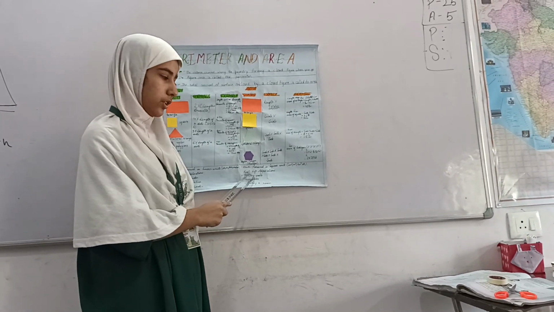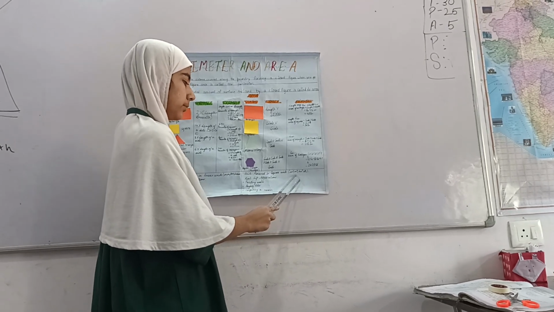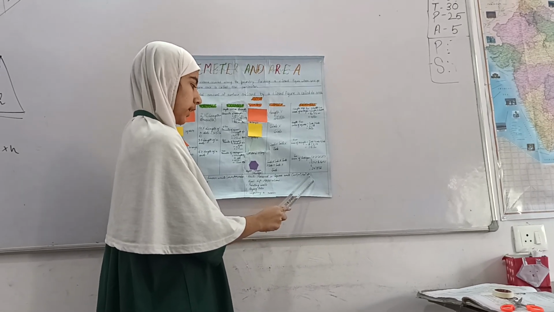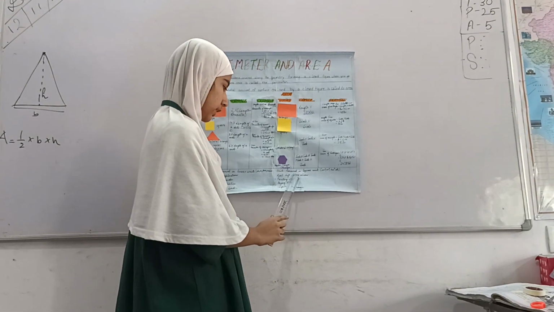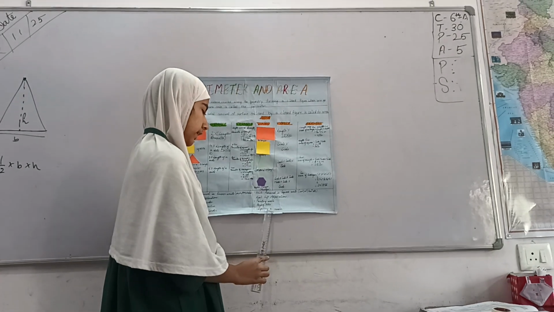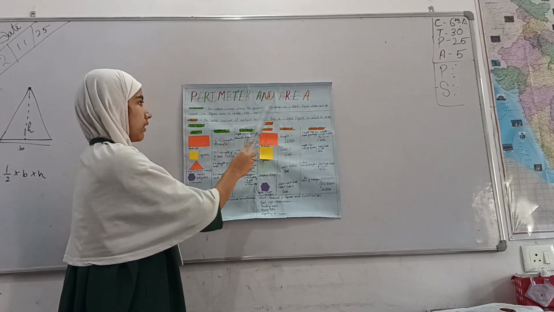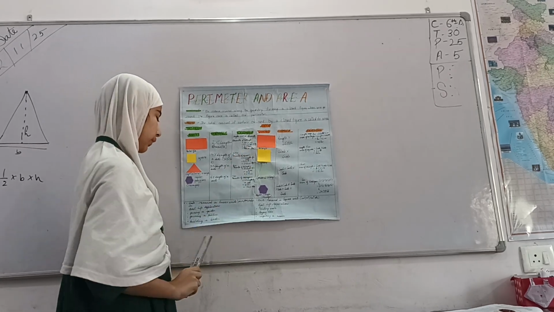Area is measured only in square units like centimeter square, meter square, kilometer square, etc. Real life applications of area: painting walls, laying tiles, carpeting a room. That's why learning perimeter and area is important for us.